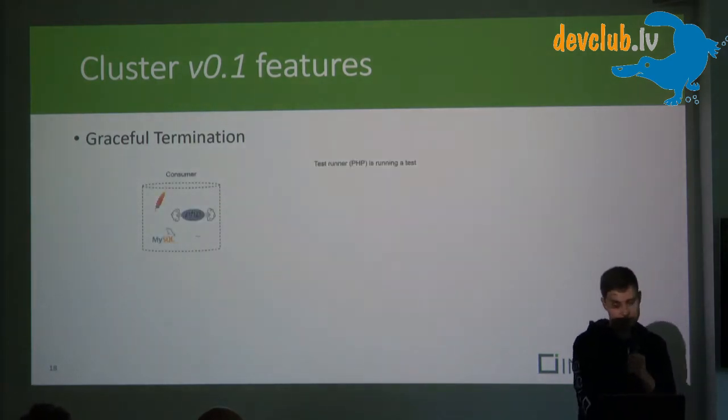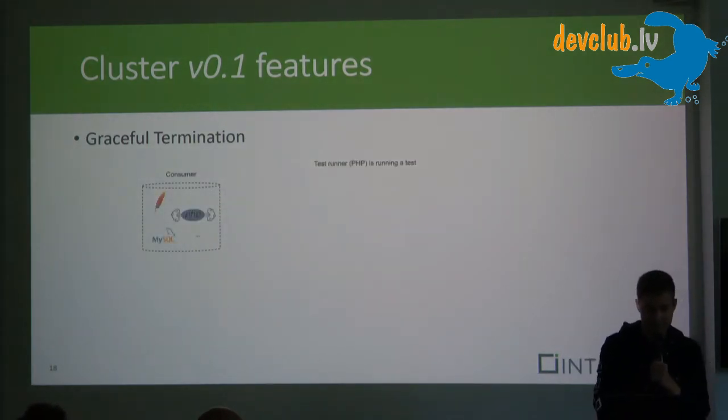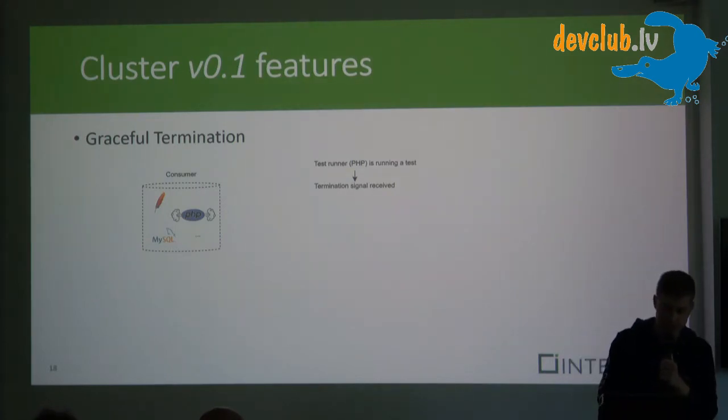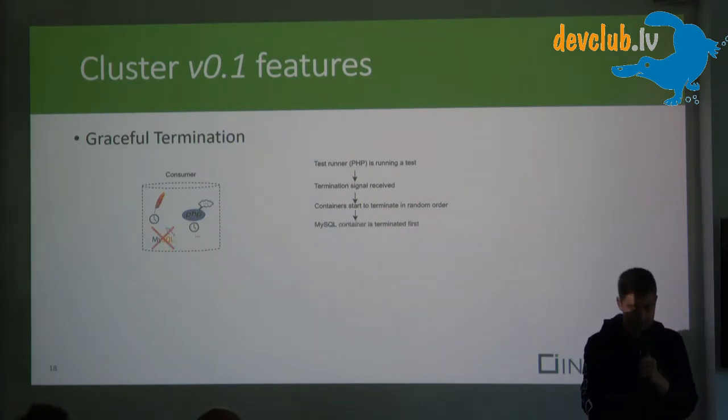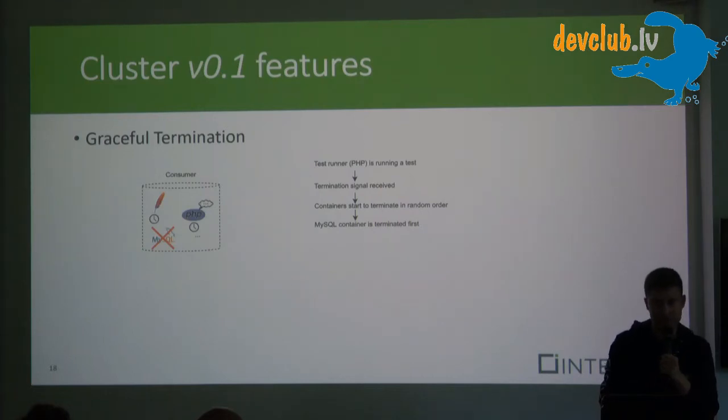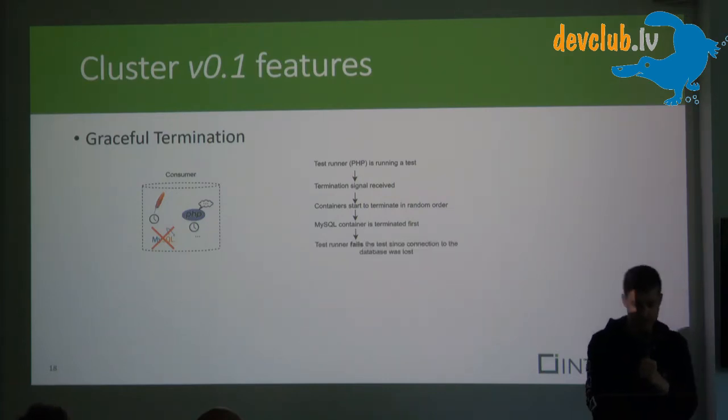Imagine this situation. For example, we have a test consumer that is in the middle of running a test, and then we receive a termination signal for some reason, maybe because of scaling or eviction. The containers start to be terminated, and it will happen in random order. If the MySQL container is terminated first, and the PHP container is still running the test, then the PHP container will report that the connection to the database was lost, and the test will fail.